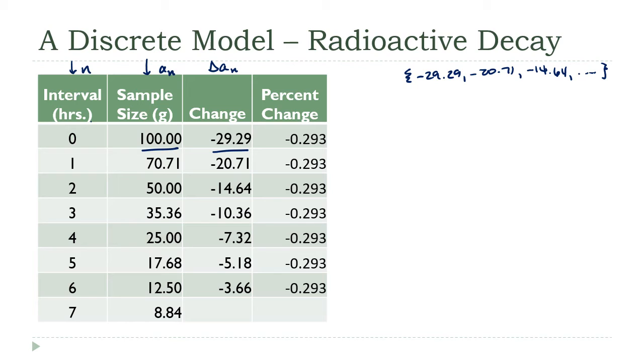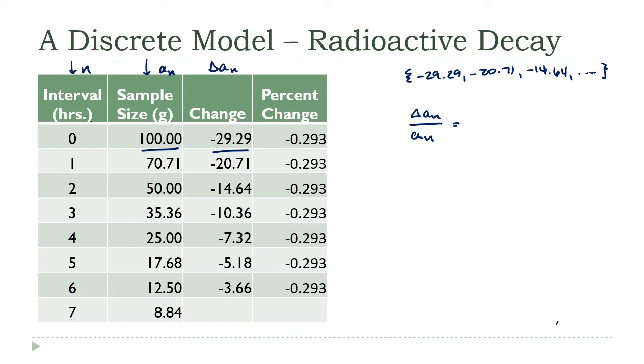Despite the fact that the total size of the sample is changing at a variable rate, the percentage by which it's changing is constant. Right, so how can we model this? That's our ultimate goal here. How can we model this analytically? Well, let's start with the definition of percent change. That's delta A sub n divided by A sub n.